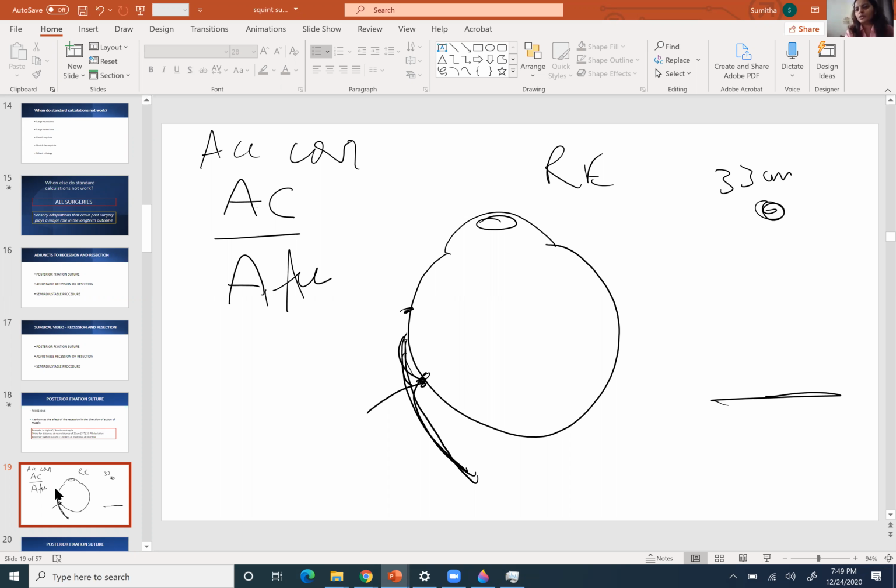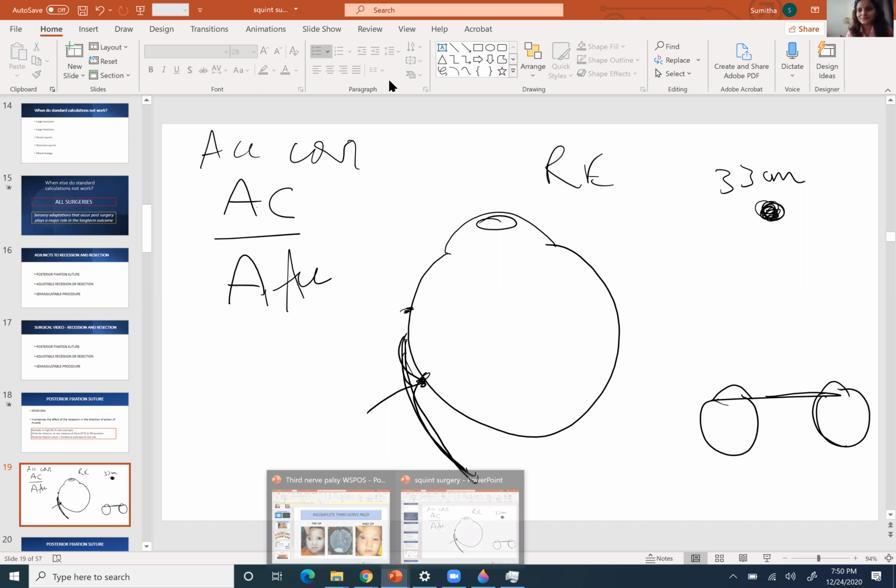If an object is 33 centimeters in front of you, what is the amount of accommodation that you need to exert? Quickly, chat box, please. Sorry, I'm very much not used to a non-interactive class. Come on, people. For 33 centimeters, what is the amount of accommodation you need? Who's good at optics?